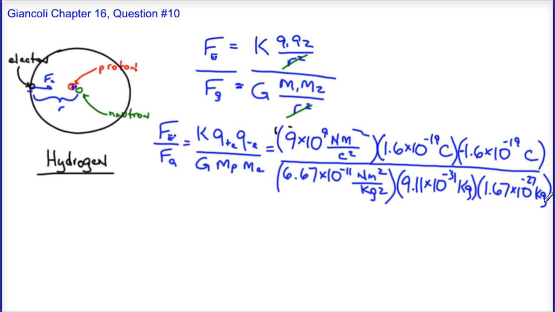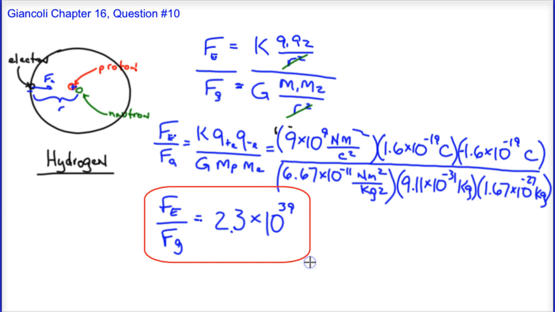So when you run that through your calculator, you get a ratio of the electric force over the gravitational force, and that ends up being a really large number, 2.3 times 10 to the 39. And since it's a ratio, it has no units. And we can see, in this case, evidence for ranking the fundamental forces, the electric force being so much stronger than the gravitational force.